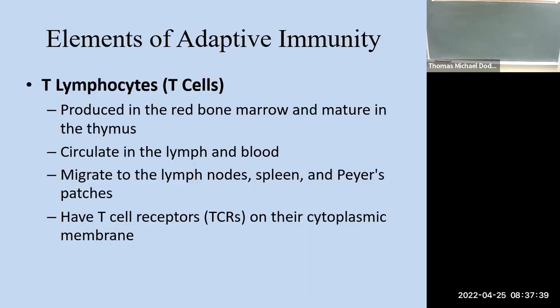Okay. Now T cells. This one's really interesting. These are produced in your red bone marrow and your thymus. They circulate in the lymph and the blood. And we're going to try to talk about what is different about them.